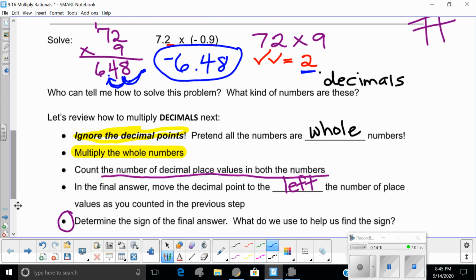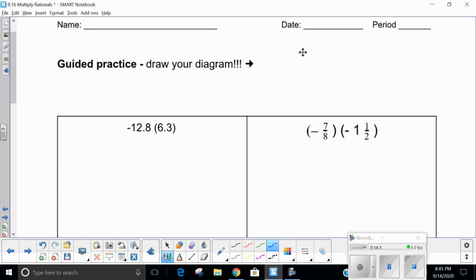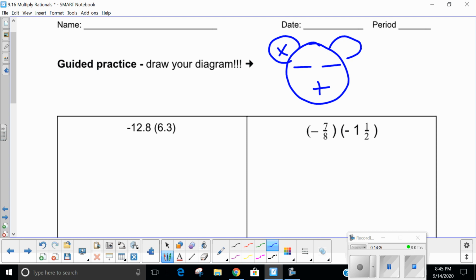All right, so let's go to guided practice now. So let's look at a couple of problems, okay? Up here, you should draw whatever it is you want to use. So let's say I want to use the sleepy mouse. So he's going to have sleepy eyes, and then he's got a nose or a mouth. And we have to remember, this is for multiplying and dividing only. This only works for multiplying and dividing.